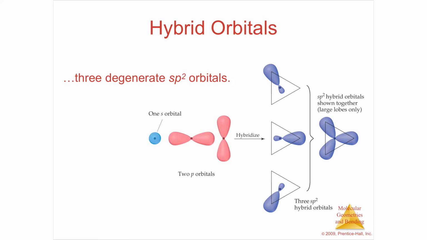Okay, so remember, degenerate here means on the same energy level. So I'm going to make three sp2 orbitals. That makes sense because an s is one orbital and two p's are two orbitals, so together an sp2 would have three orbitals. They're going to be lopsided barbells, there's one, here's the other one, and here's the other one. They're going to make a trigonal planar shape, which is 120 degrees apart.